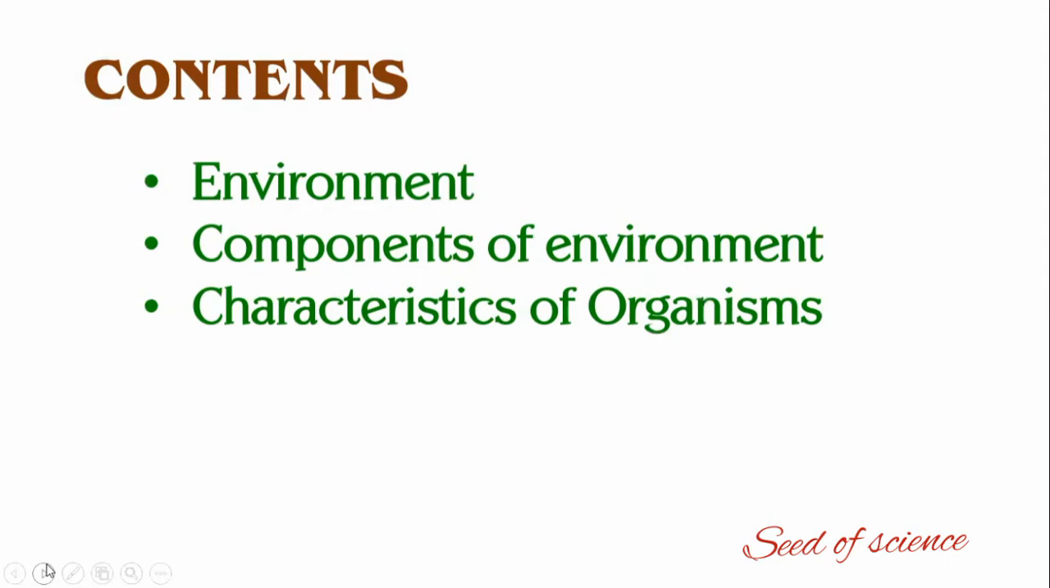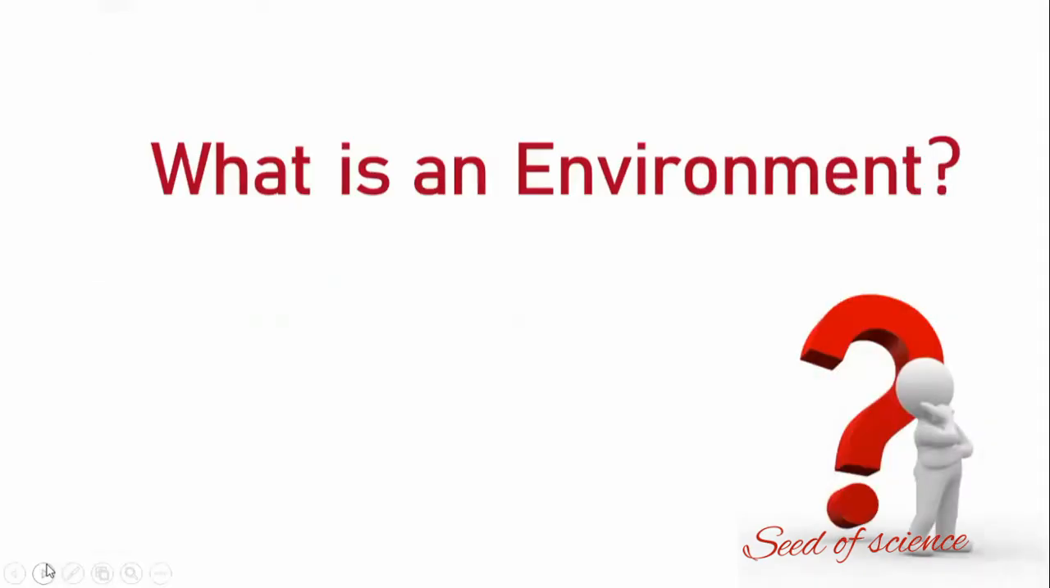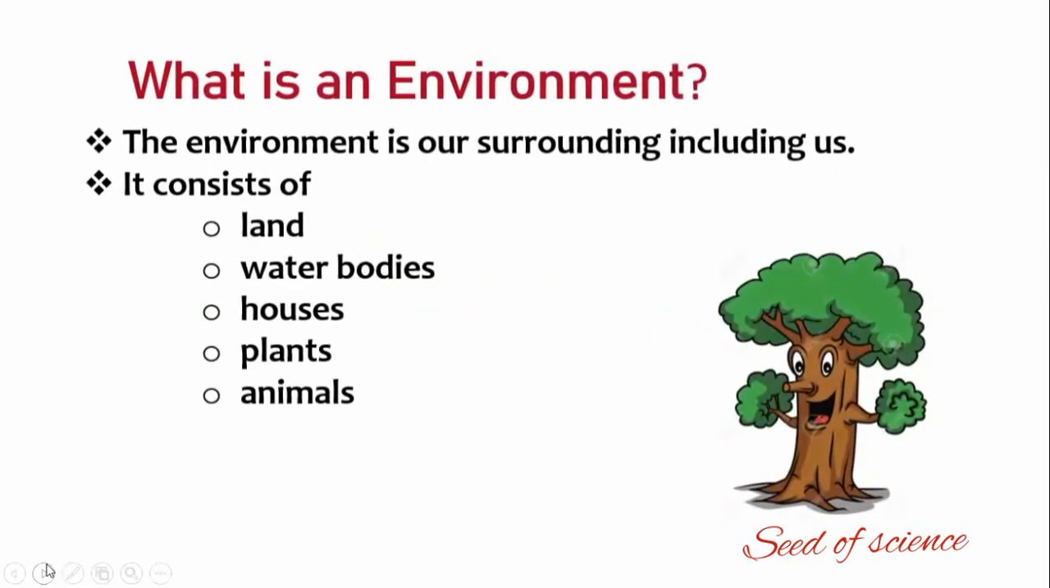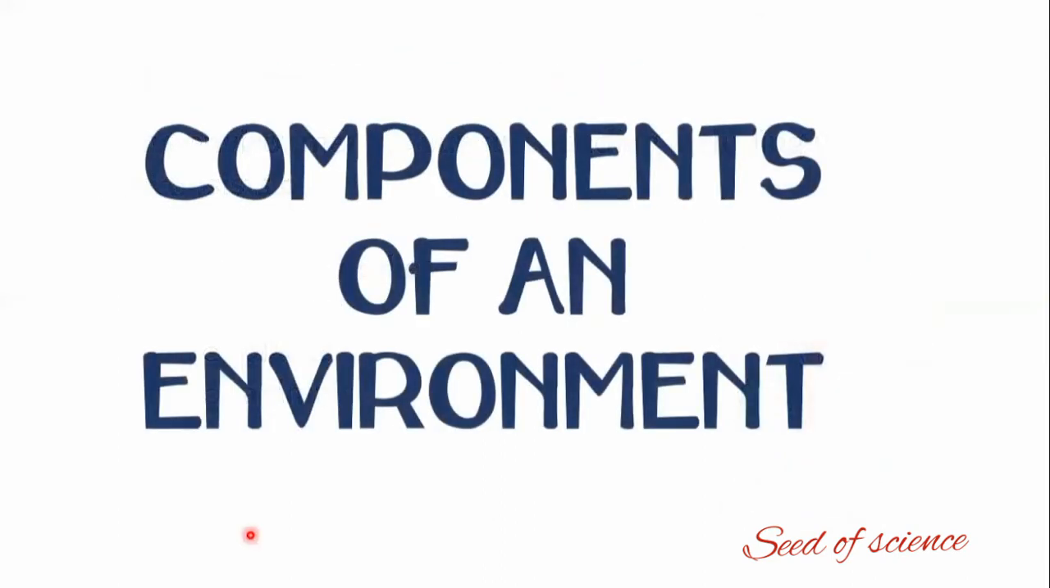So children, can you tell me what is an environment? Yes, environment is our surrounding, right? Our surrounding consists of land, water bodies, houses, plants, animals, etc. In this environment, we can see mainly two components, right? So, shall we study what the components of an environment are?